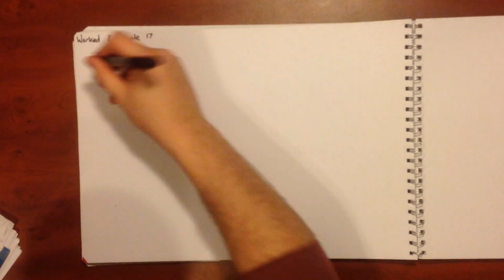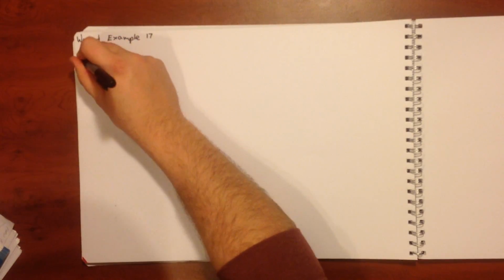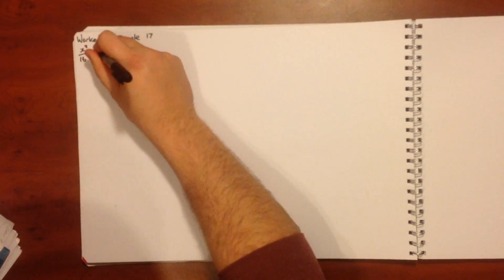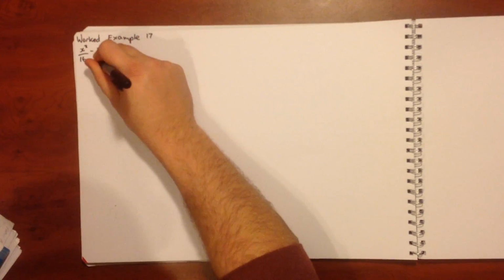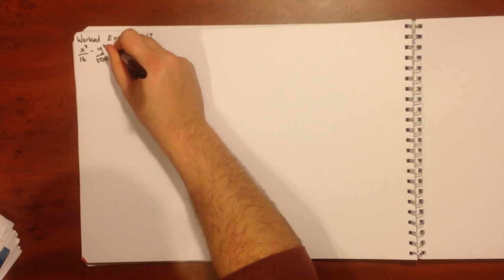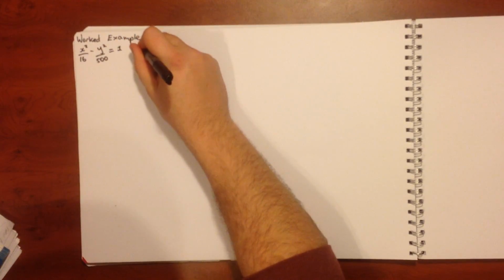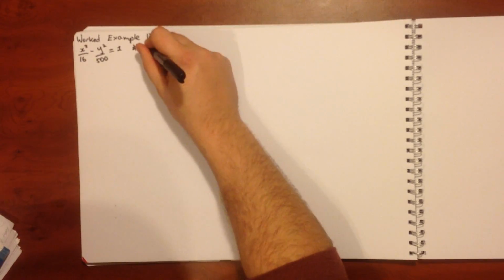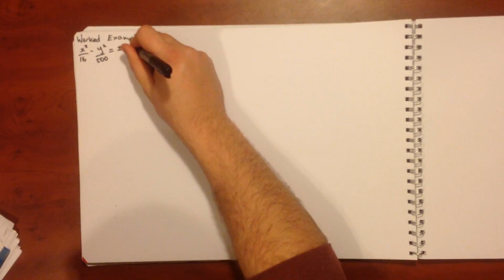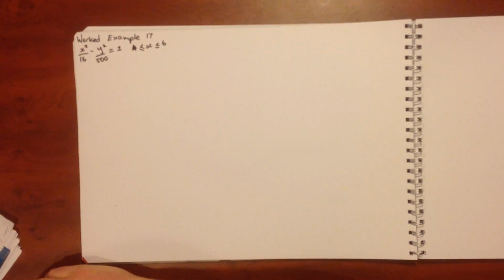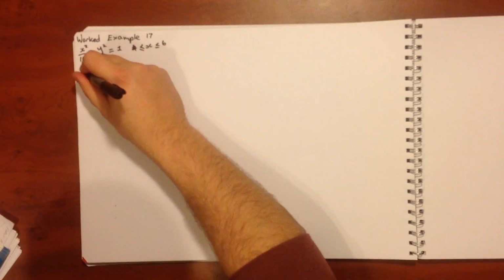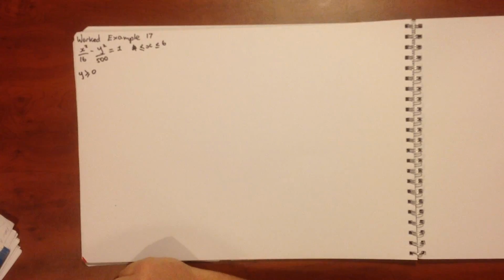Okay. Now we're at example 17. Another vase is formed when part of the curve x^2/16 - y^2/500 = 1, for x greater than or equal to 4 and less than or equal to 6. Okay, so that's our equation. And y is greater than or equal to 0 is rotated about the y-axis to form a volume of revolution.